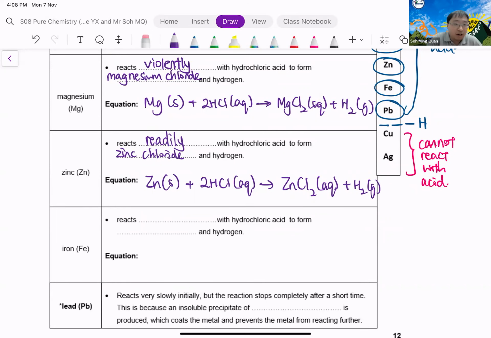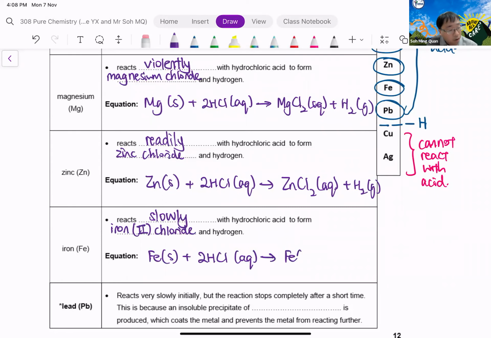Next, iron. Iron is less reactive than zinc, right? So let's go in order. We started with very violent, then violent, readily. So the last one, slowly. So I'm teaching you how to learn. Learn the words properly. So iron reacts slowly with HCl because iron is less reactive than magnesium or zinc. Importantly, it forms iron 2 chloride. So iron, metal, slow reaction, forms iron 2 chloride.